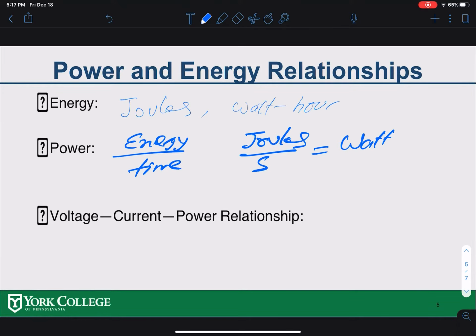So let's try to put it together here. We have voltage, current, and power all together. Let's see.